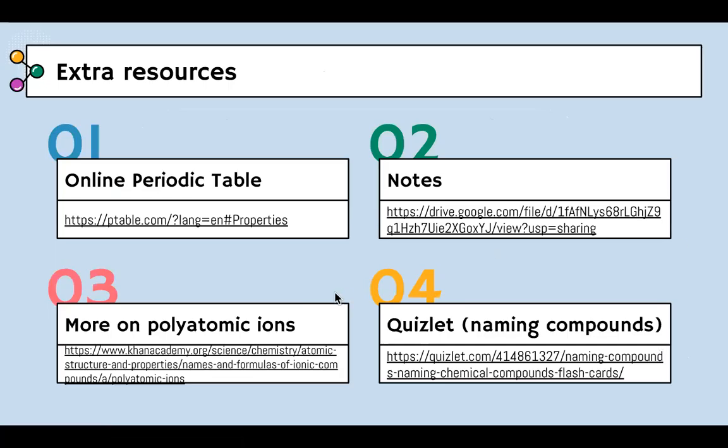Here are extra resources. Again, the online periodic table, my notes, Quizlet set on naming compounds so that you can practice. More on polyatomic ions.